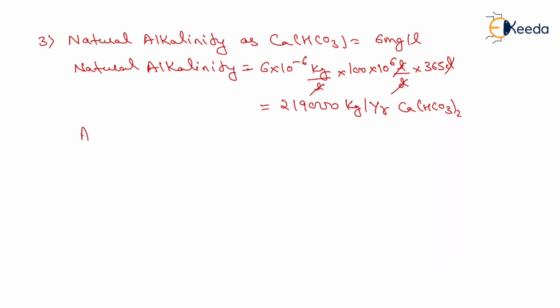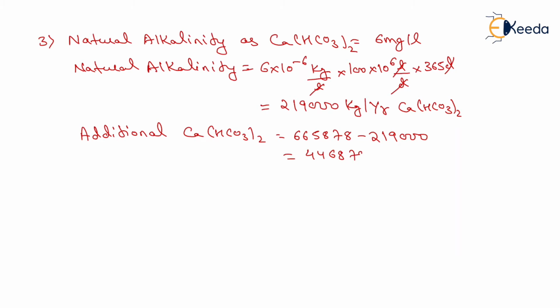That will be the natural alkalinity, or natural calcium bicarbonate, present in that water. Now we want the additional calcium bicarbonate. To get it, we just need to subtract the natural alkalinity, that is 219,000, from the total bicarbonate, that is 665878. What will be the value? It will be equal to 446878 kg per year of calcium bicarbonate. This will be the additional calcium bicarbonate required on a per year basis in kg. Clear? Now the last one is the amount of quicklime required.